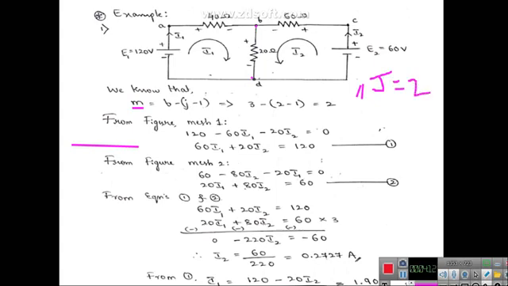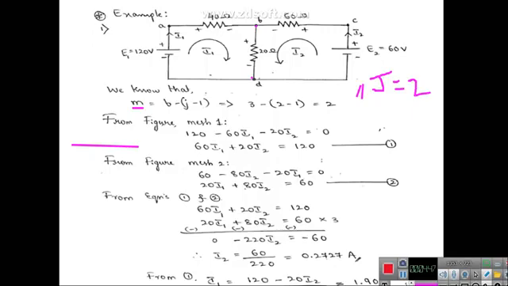So what is a branch? A branch is nothing but the elements connected across a pair of junction points. In this network you have only 2 junction points. Across these, the 40 ohm resistor and this source are connected in series and come across these junction points. Therefore this is one branch.